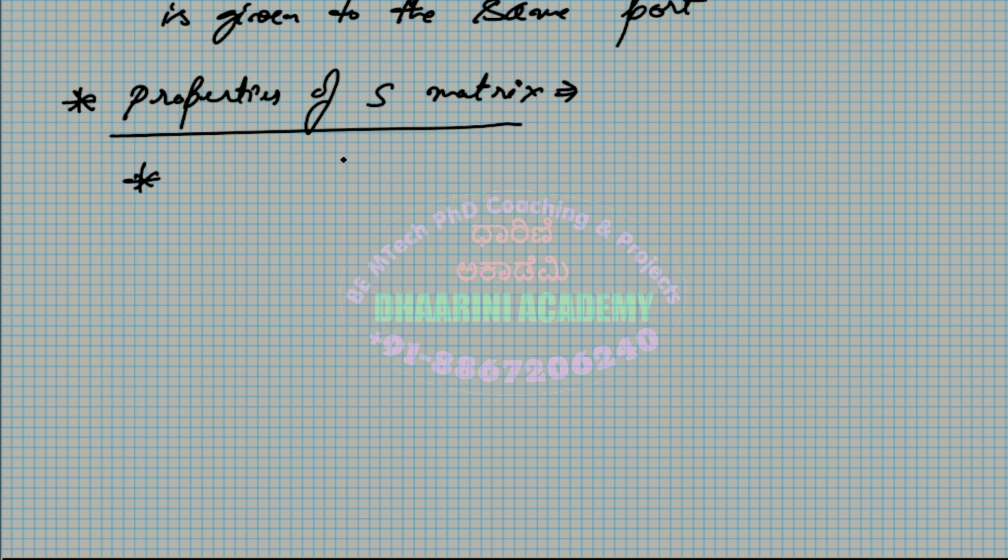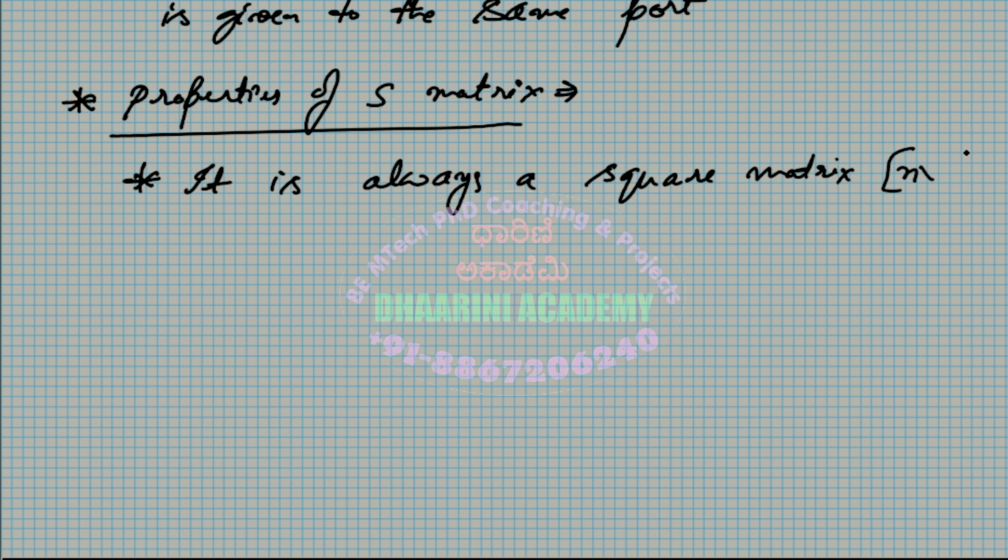Okay, so we'll write the properties. The first thing is that we have observed there are n ports. Any port you can give input, any port you can take output. So it will be an n into n matrix. It is always a square matrix, right? So that is of the size n cross n.